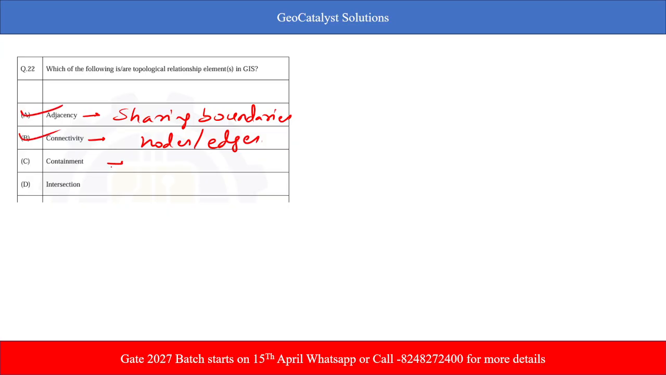Now containment, one feature inside another. And intersection is a type of operation, a special operation, but not a topological element. So A, B, C will be the answer here.